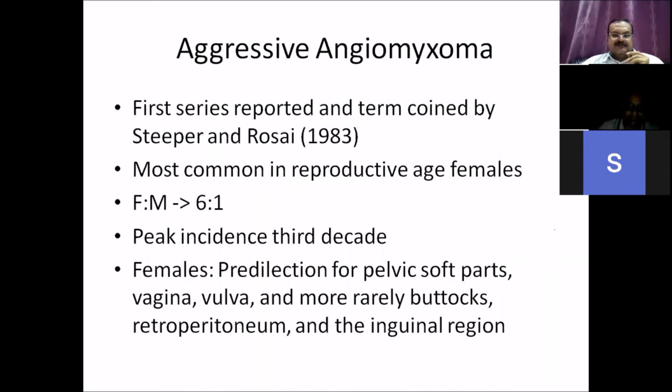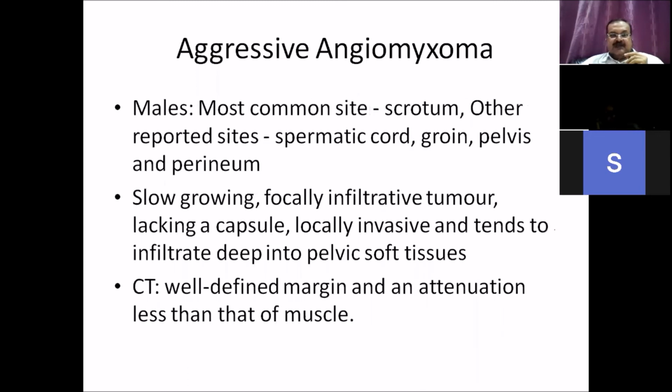Now, this is something which was reported first in 1983. It is seen in reproductive age females, and females are 6 times more than males. It has predilection for pelvic soft parts. It usually arises from vagina, vulva, or more rarely from buttocks, retroperitoneum, and the inguinal region. But the vaginal ones are very rare. We have seen only 2 cases of vaginal angiomyxoma till date.